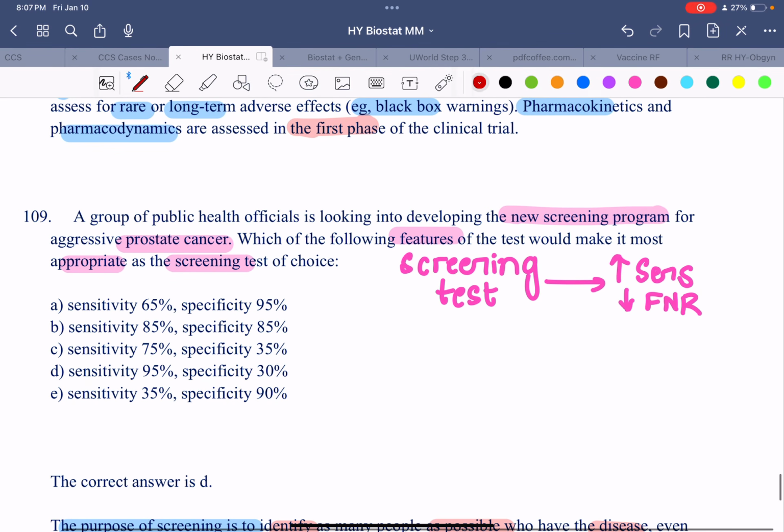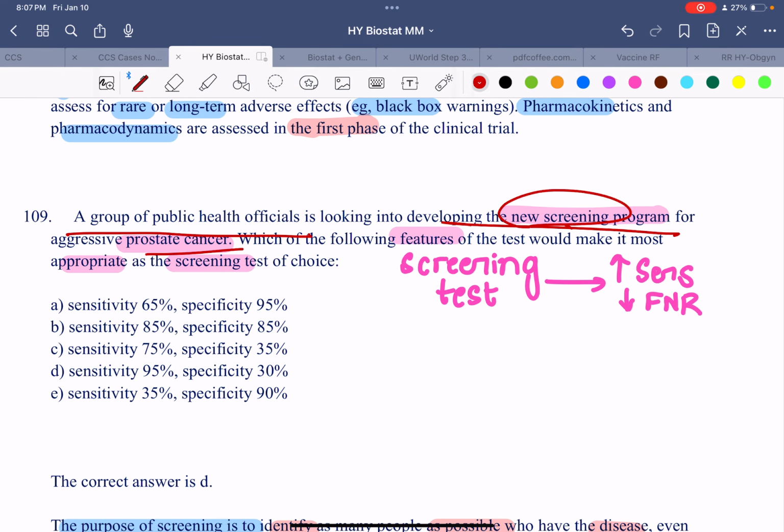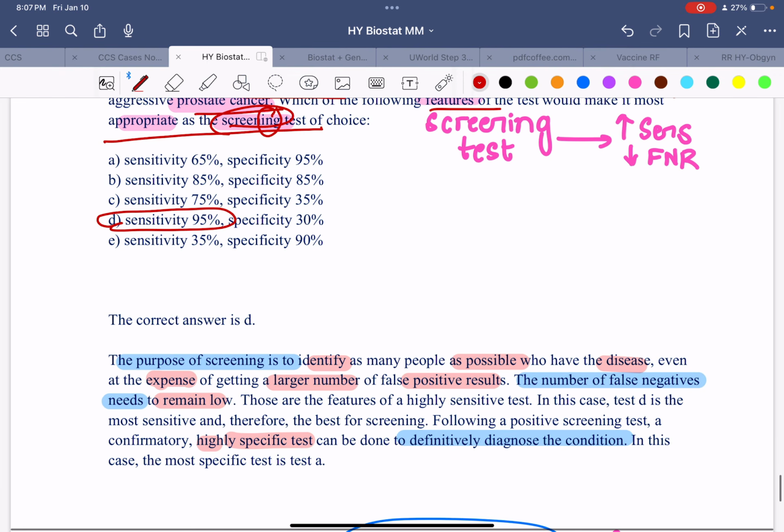Okay. Question number 109. A group of public health officials is looking into developing a new screening program for an aggressive prostate cancer. The key here is a screening program. Which of the following features would make it the most appropriate screening test? Remember, screening test goes with sensitivity. So the test with the highest sensitivity, that is D, 95%, would win as the best screening test, because we want to identify as many people as possible.